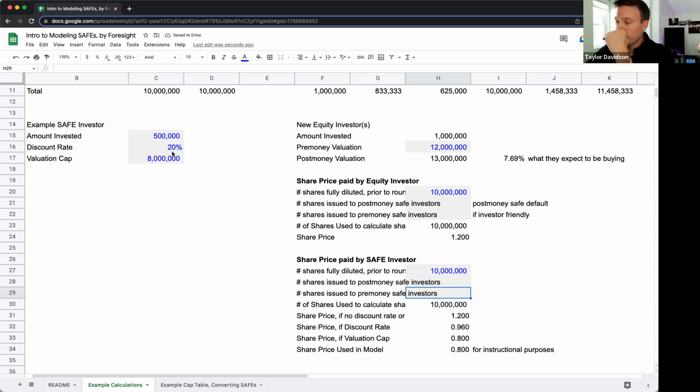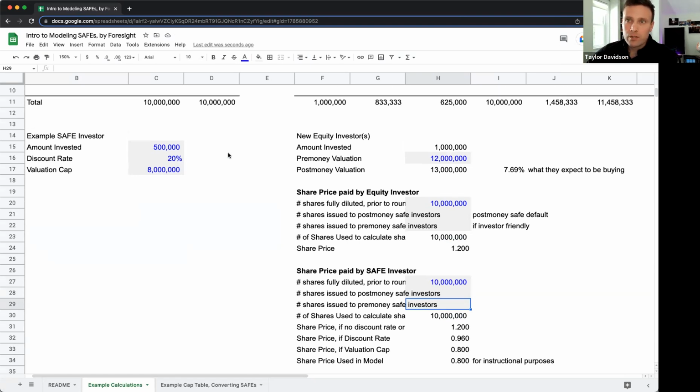Now, pre-money safes can be the same thing, right? So you can still have the same kind of terminologies around discount rates and caps as part of it. So let's come back to the earlier thing we shared about how to calculate the number of shares. There are two basic methodologies we're going to cover here, and one is investor friendly and one is founder friendly, right?